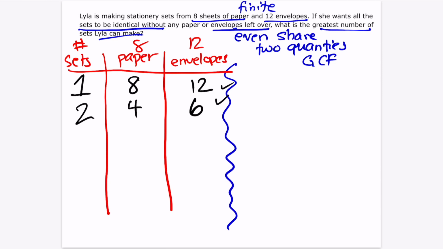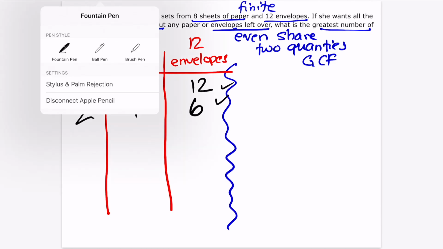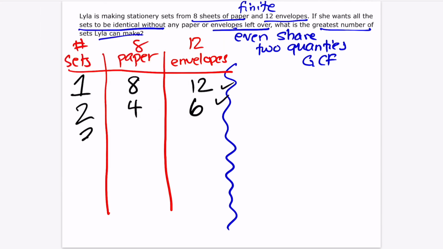It's my little doggy just jumping around. What if I have 3? Can I divide? 8 cannot be divided by 3. So I'm going to just get rid of this because there's not an even share.